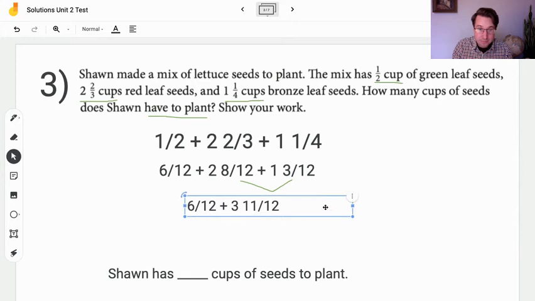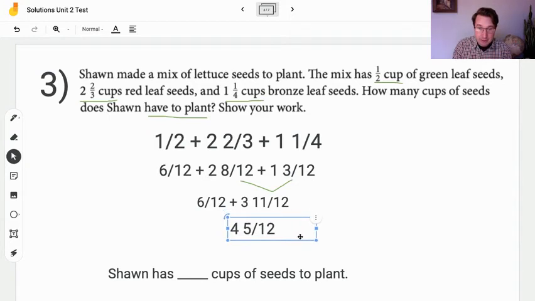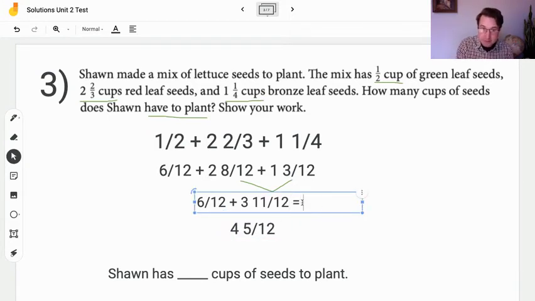There we go. And now let's add the 6 in. So 6 plus 11 is 17. So this is going to be 17 twelfths, which we take away 12 to make it 4 and 5 twelfths.